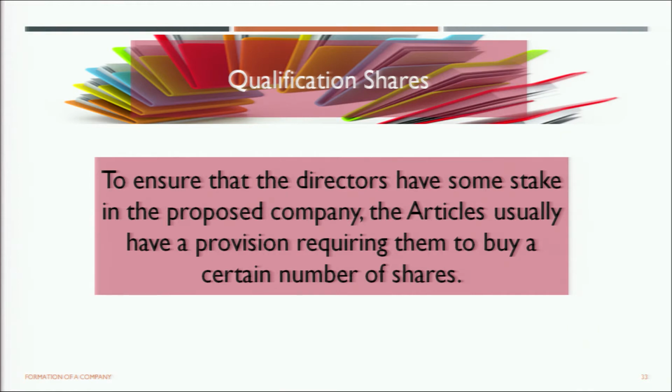So if there is an entrenchment clause, the articles of association or certain provisions of the articles would be difficult to amend or alter. Then there is this term which is provided in your books called qualification shares. Qualification shares means that once a person is to be appointed as a director of the company, it is expected that he or she has some direct stake in the company. So articles may usually contain a provision requiring the intending director to purchase a certain number of shares in the company. These shares, which are required to be qualified to be appointed as a director in the company, are known as the qualification shares.